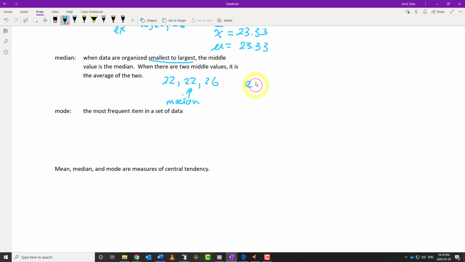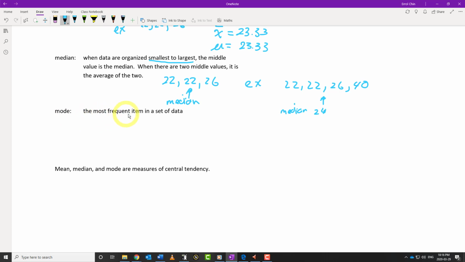Now, another example is if you had a 22, a 22, a 26, and then a 40. Those are just 4 tests. Well, there isn't really a middle value because this is an even set of numbers. So the middle value would be the number in between 22 and 26. How do we find this middle number? Well, it's going to be 22 plus 26 divided by 2. So then the median becomes the number 24. Yes, the number 24 isn't actually part of the data set, but it is the middle value in a set of 4 numbers.